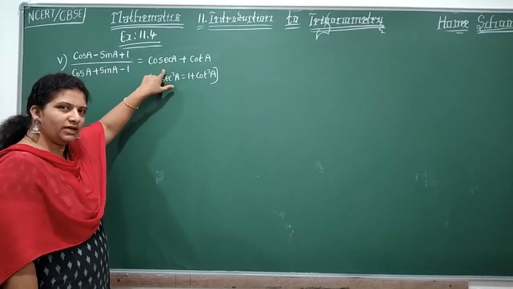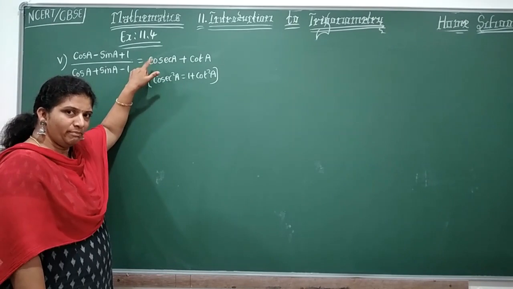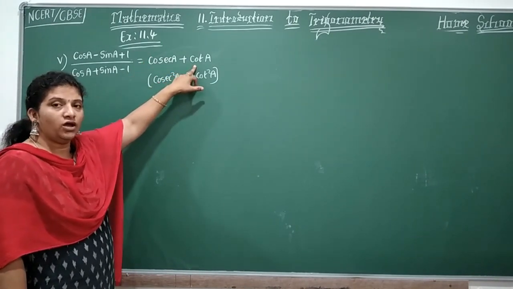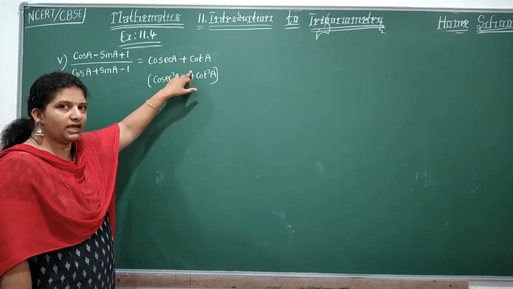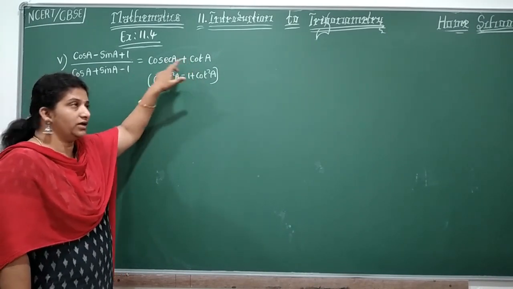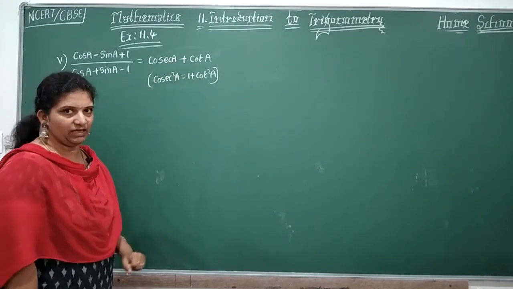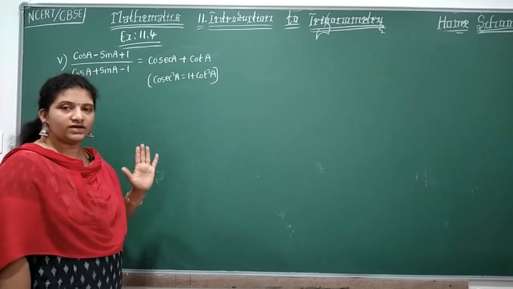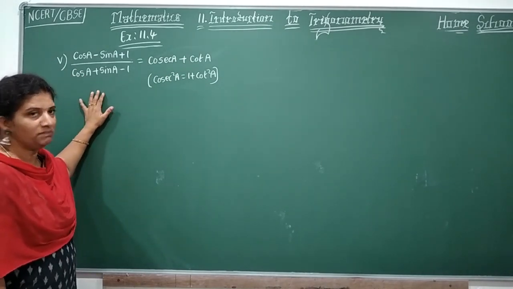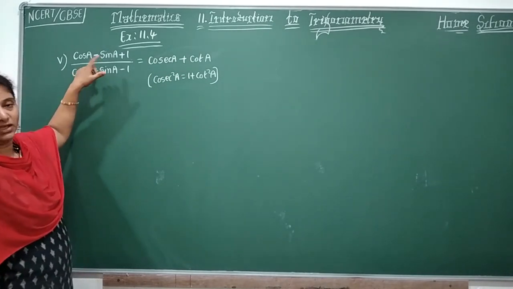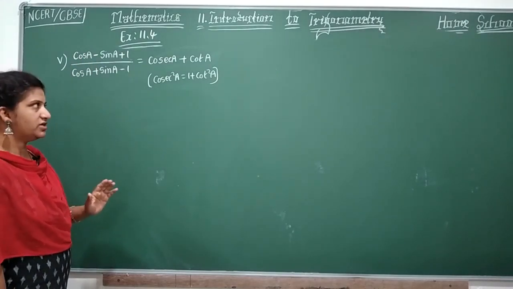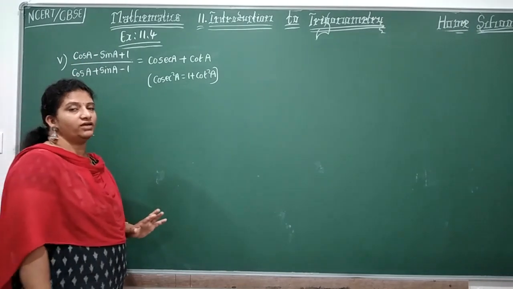Cosecant A means what? 1 by sin A. Cot A means what? Cos A by sin A. Here, in the denominator, what are you going to get? Sin A. So, first let me consider this and then start my problem by dividing numerator and denominator with sin A. Look here, children, understand the problem carefully.